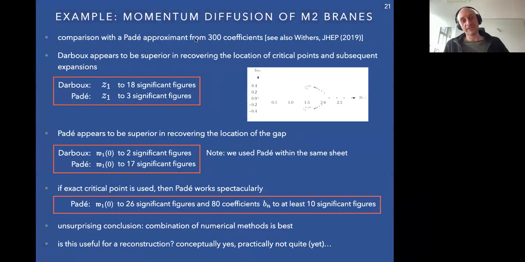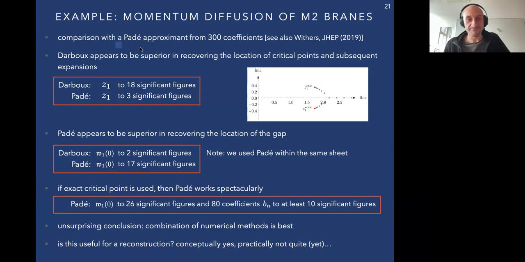Good. So what is maybe interesting is this, you could just use Padé, okay? You don't have to go through this whole Darboux business. You can just try Padé. So what we did was also to compare with Padé with the same number of coefficients. This is also the method that Withers used in 2019. So I think it's actually quite interesting to compare them. And for some things, Darboux is much better. And for some things, Padé is much better.